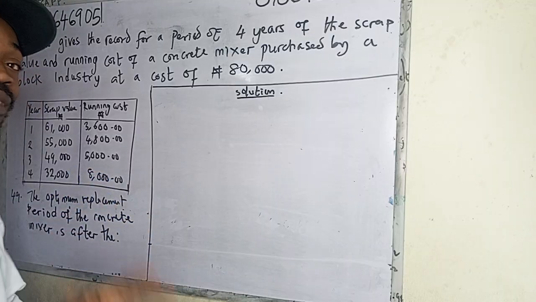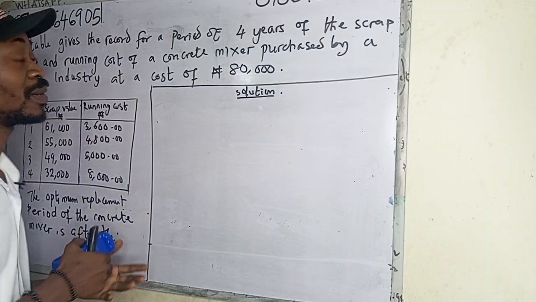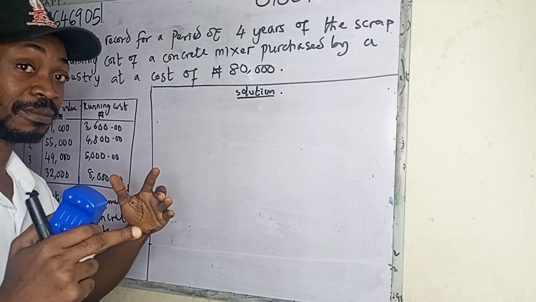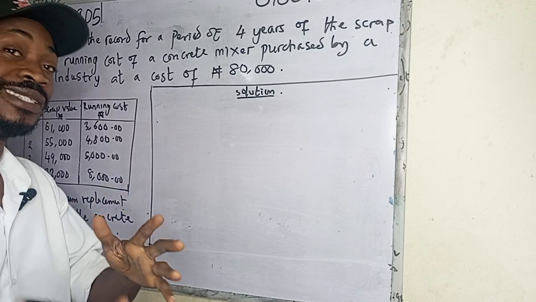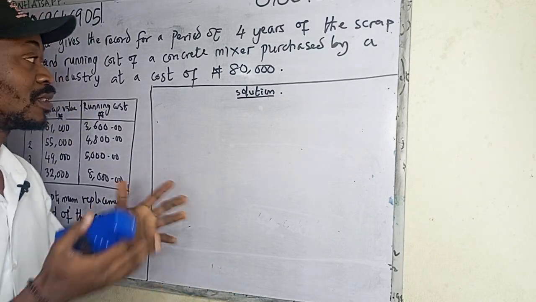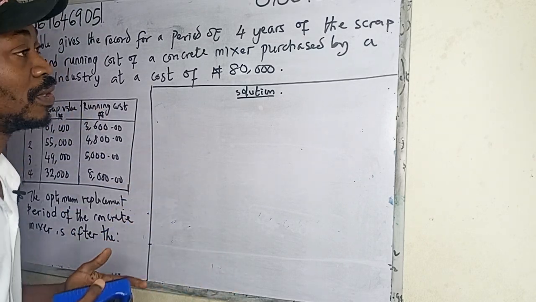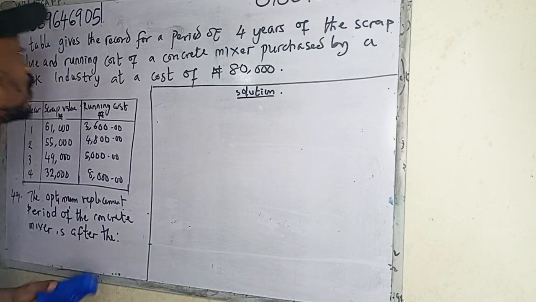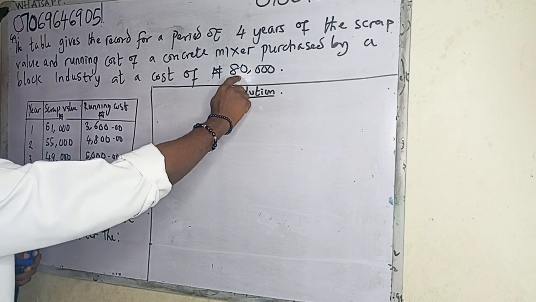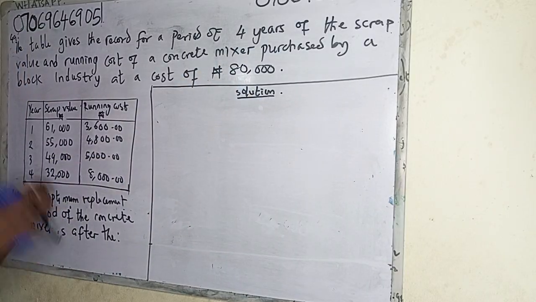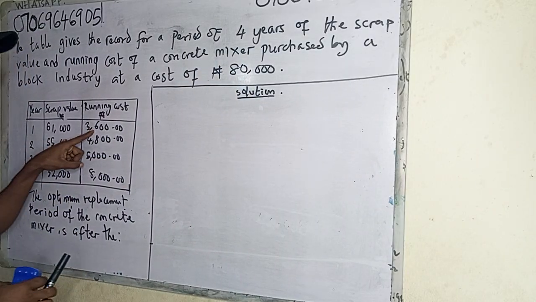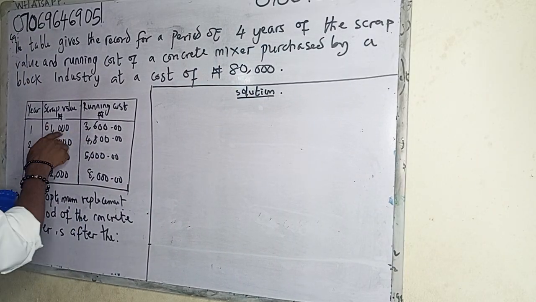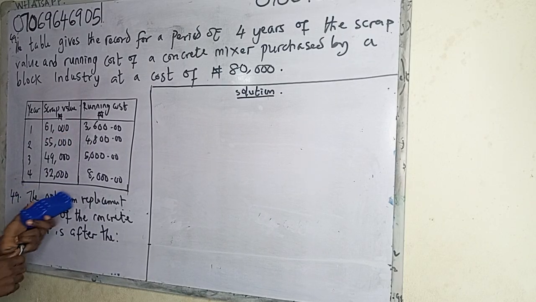And how do you calculate the average annual cost? We need to first of all calculate the total cost for each year, then divide it by the number of years. But how do you calculate the total cost for each year? It's very simple. We just need to add the initial cost to the cumulative running cost up to that year. Then we remove the scrap value. All right, so let's start.